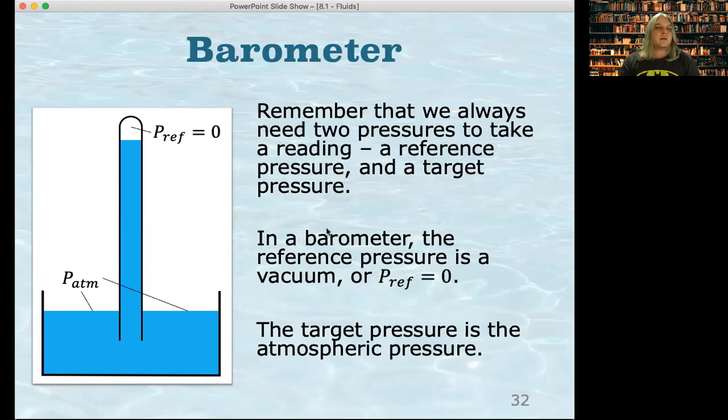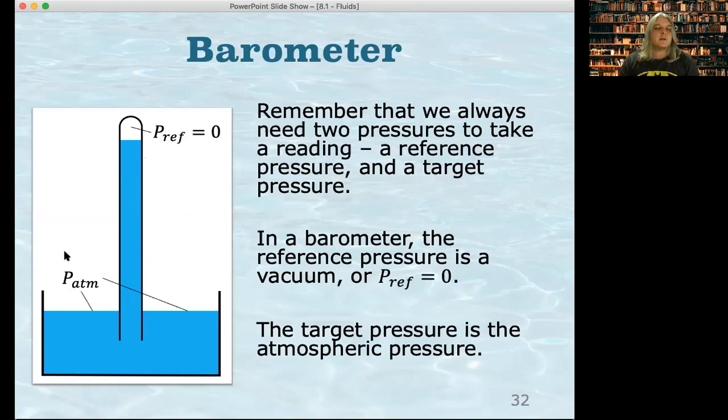So in the diagram, this little top part of our tube has a reference pressure of 0. That means there are no particles at all in there. It's a vacuum. There's nothing pushing down on this column of fluid. If there's nothing pushing down on this column of liquid, then the pressure at every point down this column is only the pressure due to the height of the column. So anywhere down this column, the pressure is just due to the height of the liquid. So rho g h is the actual pressure rather than some added pressure.